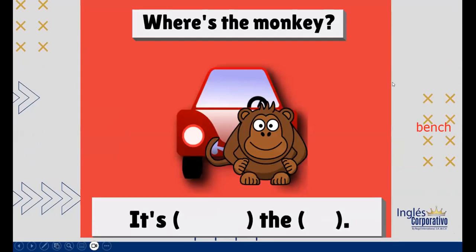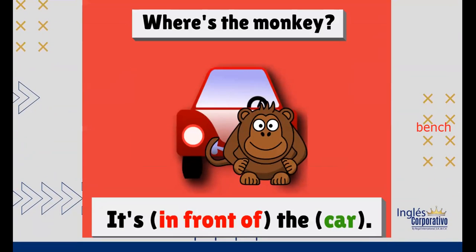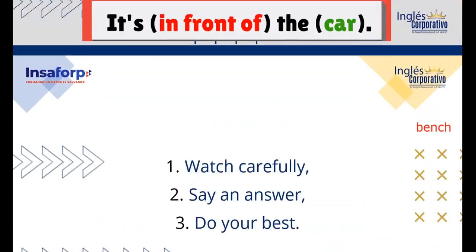Where is the monkey? In front of. In front of the car. Let's see. In front of the car. Exactly. It's in front of the car. Perfect. Let's see next one. Where is the monkey? Oh, no.